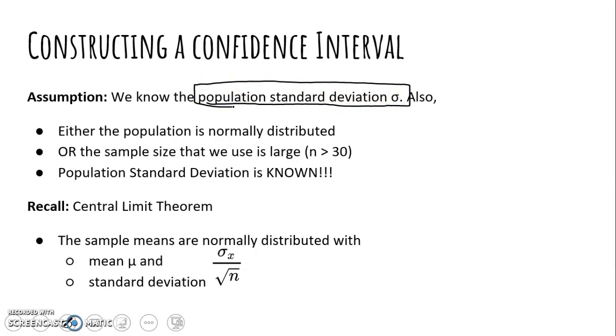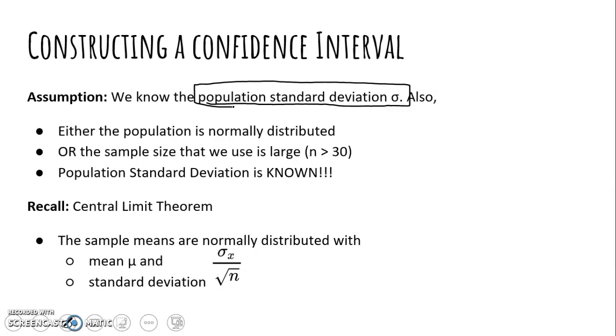You have to know that. And if we do know that, then one or two things have to be true. Either the population is normally distributed, or the sample size is larger than 30. So think about the central limit theorem. When it's greater than 30, then the distribution of the sample means would be normal.